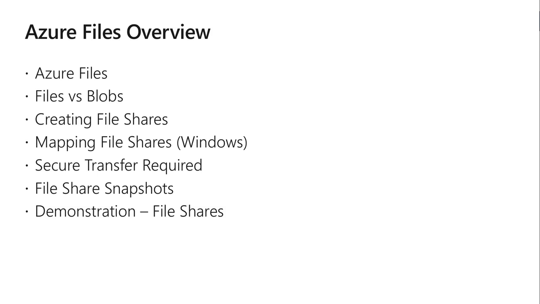Okay, folks, welcome to the second session on Azure storage. We'll be covering an overview of Azure Files and the security of storage accounts. For Azure Files, we're breaking it into seven parts: the definition of Azure Files, the comparison between files and blobs, how to create a share, how to map a file share to a Windows operating system, the secure transfer required, the snapshots of a file share, and we're going to do some demonstration of all of this.